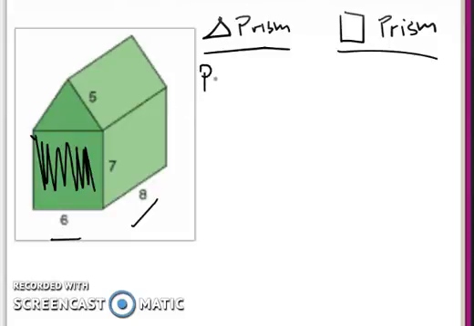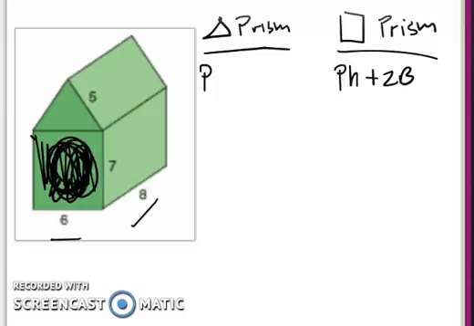I'm doing this one first. The formula is P h plus 2B. If I'm using this black part as my base, the perimeter is 6 plus 6 plus 7 plus 7. I'm going to use my calculator to be double sure, and I should get 26 as my perimeter, times the height. If this is my base, the height is the distance between, so that's 8, plus 2 times the area of the base. That's simple: 6 times 7 is 42. Putting this all together, 26 times 8.